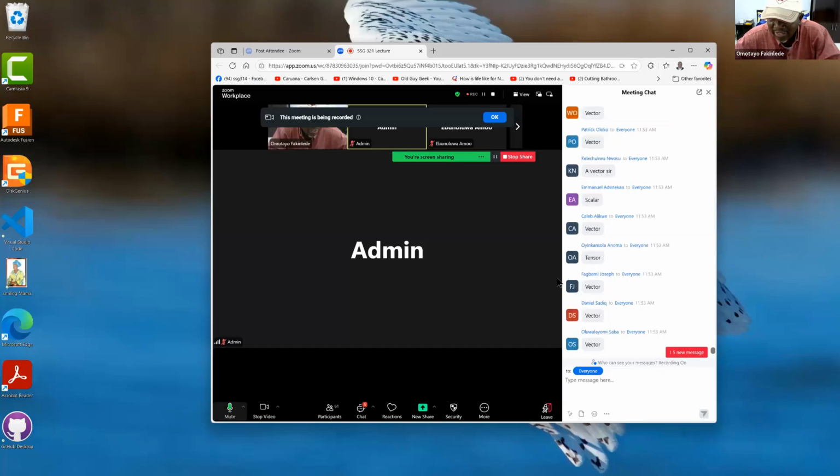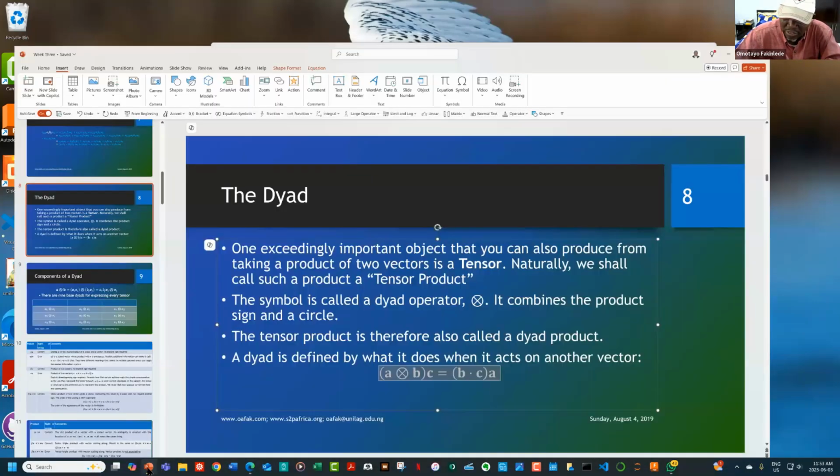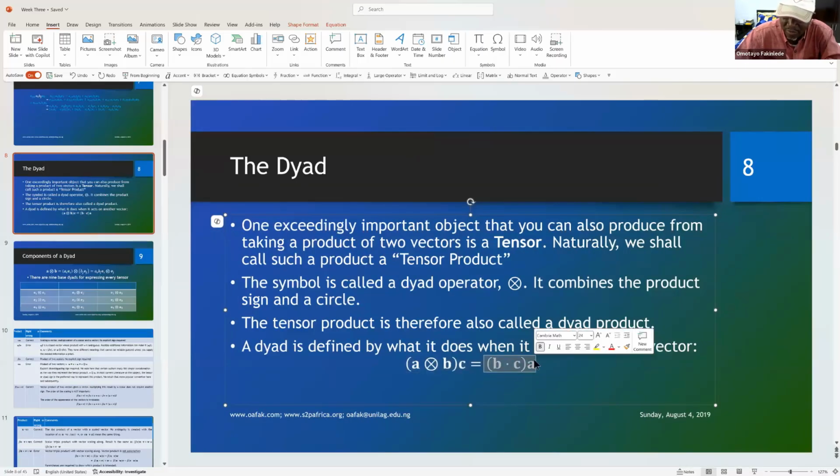Okay, most of you got it right. Emmanuel Adeneko, you got it wrong. Who else got it wrong? Emmanuel Adeneko is wrong. Oyi Consola is wrong. What you have is not a tensor, it's not a scalar, it's a vector. This quantity here is a vector because B dot C is a scalar quantity.